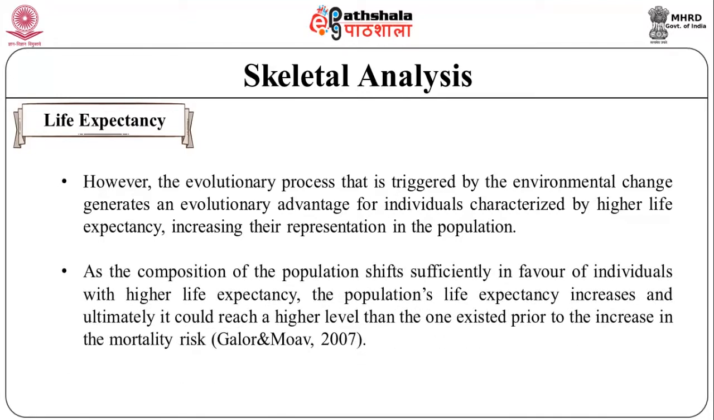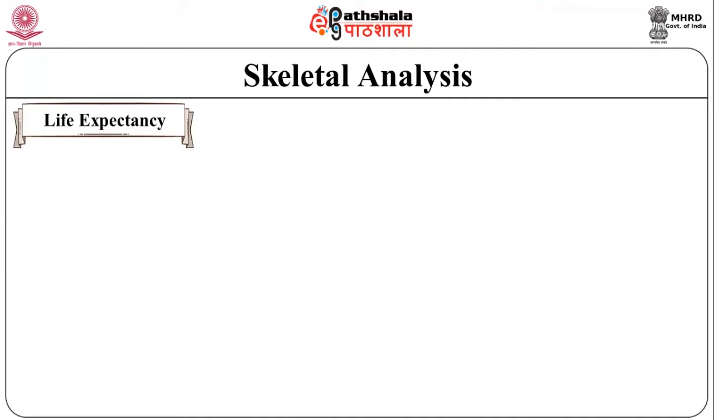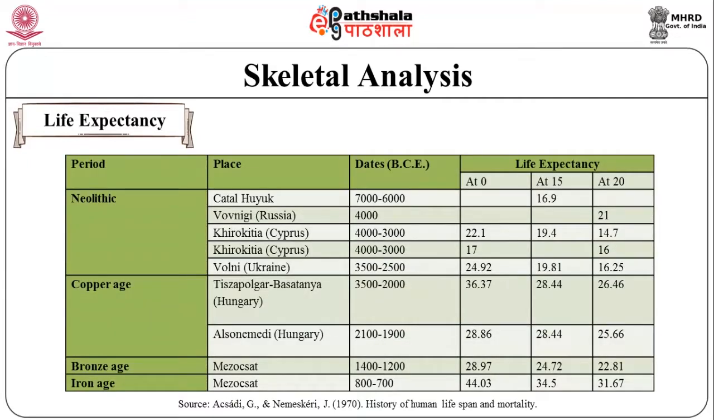As the composition of the population shifts sufficiently in favor of individuals with higher life expectancy, the population's life expectancy increases and ultimately it could reach a higher level than the one that existed prior to the increase in the mortality risk. This table shows the life expectancy from the Neolithic period to the Iron Age as given by Acsádi and Nemeskéri in 1970.